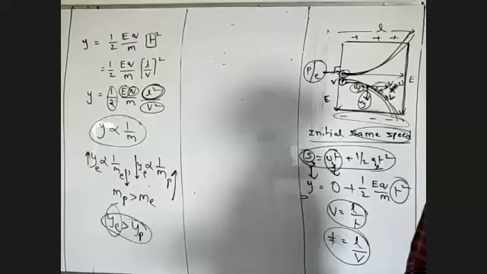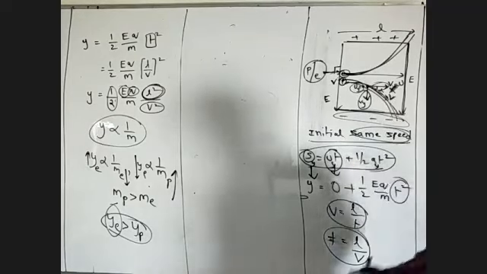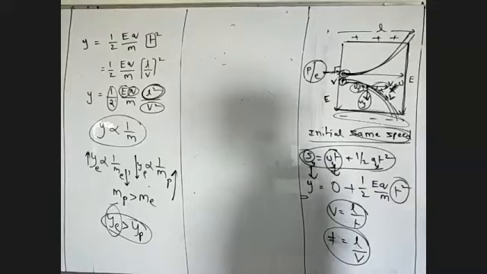Electron will get more deviation. That is the answer: the electron gets more deviation by the electric field, and the positive charge gets less deviation by the electric field. What is the reason? This is the explanation. Next.